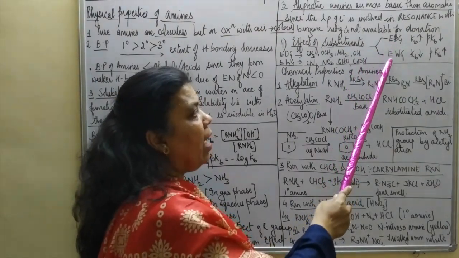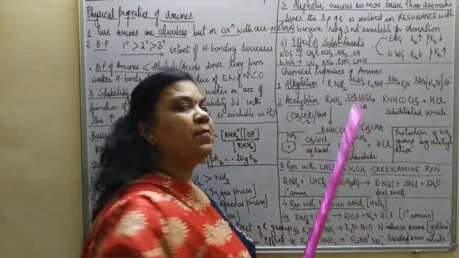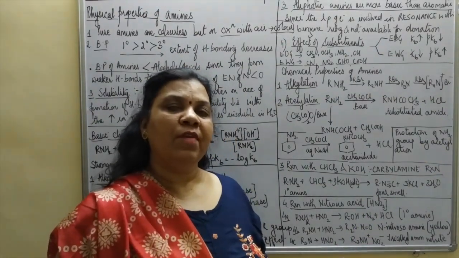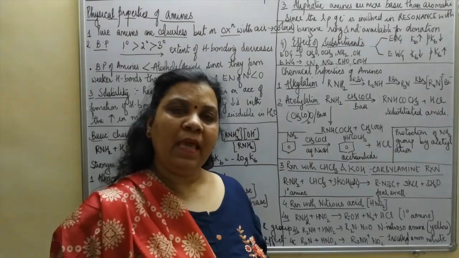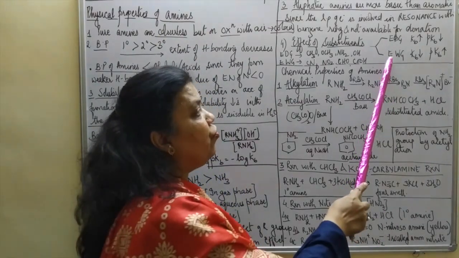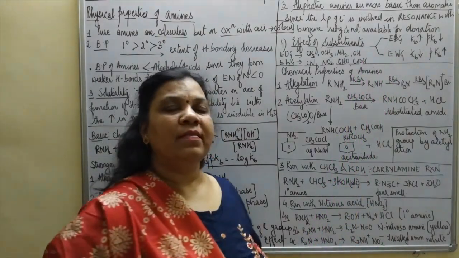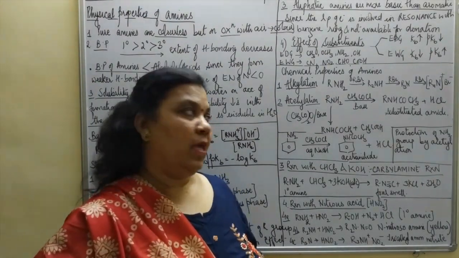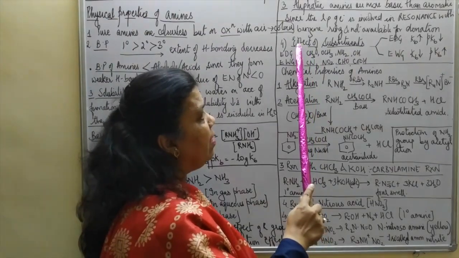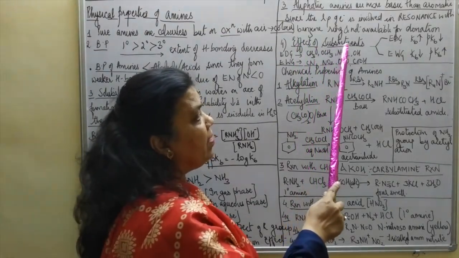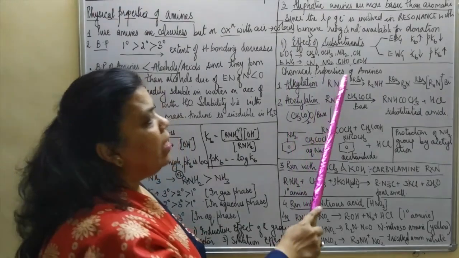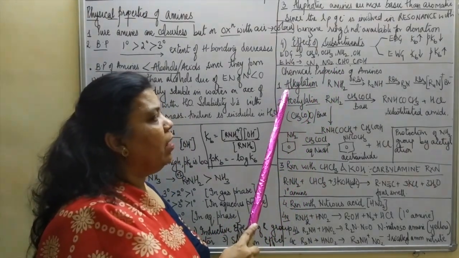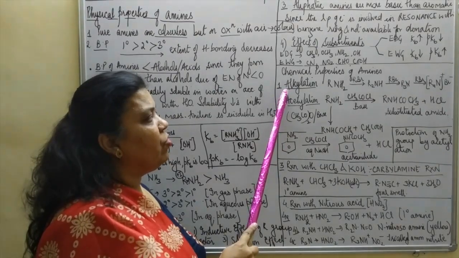So remember that the electron donating groups will increase the basic strength of amines. That means they will increase the Kb and decrease the pKb. Whereas the electron withdrawing groups will decrease the basic strength of amines. They will decrease the Kb and increase the pKb. So this is a very important concept: effect of substituents on basic strength of amines. Now we come to chemical properties of amines, and let us study the very first property, which is alkylation.